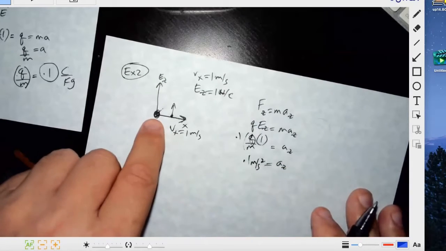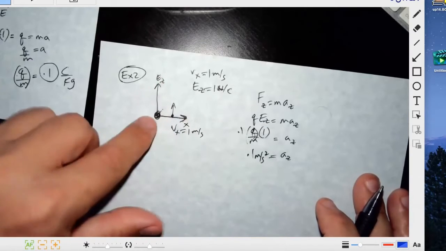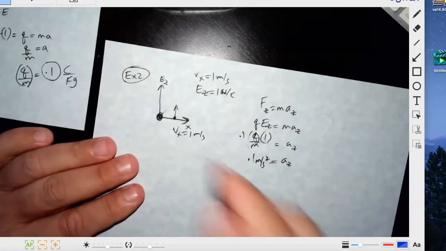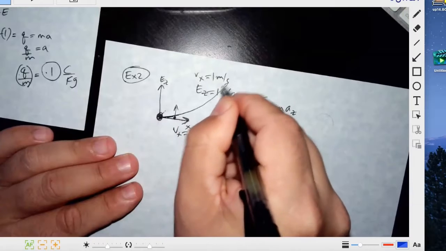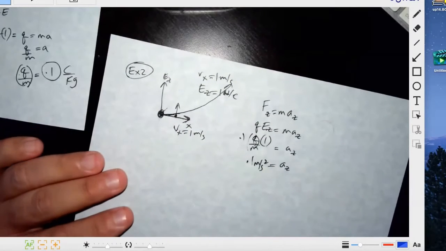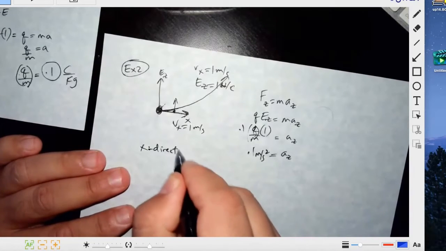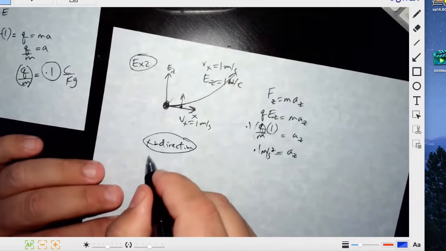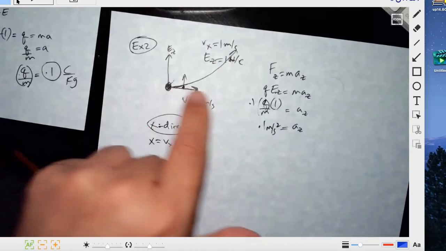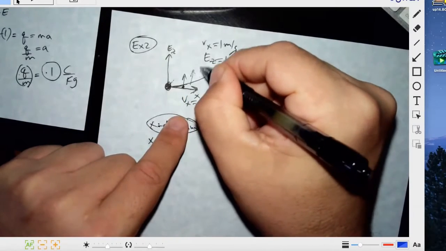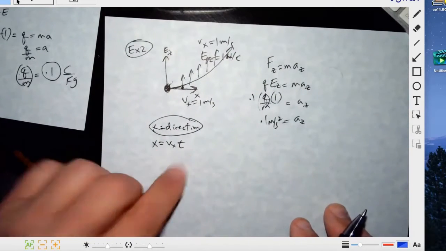But it doesn't have initial velocity in the Z direction. It only has velocity in the X direction. So we would expect its path to be kind of like gravity, right? It's thrown this way, it goes like that. So in the X direction, the equation is just going to be X equals Vxt. So there is no force in the X direction on the particle. There's only a force in the Z direction. So in the X direction, we just have X equals Vxt.